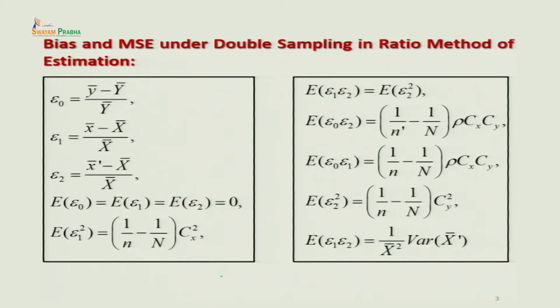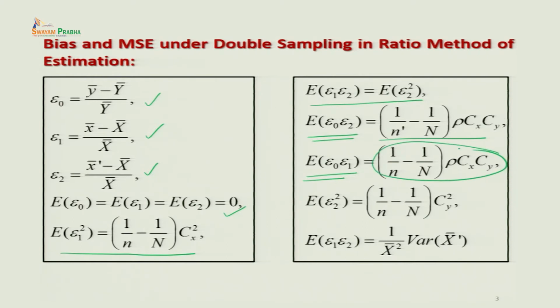So, after this we had defined epsilon 0, epsilon 1, epsilon 2 like this, and then we had found their means, which were coming out to be 0. Then the expected value of epsilon 1 square was like this, then the expected value of epsilon 1 epsilon 2 was the same as the expected value of epsilon 2 square. The expected value of epsilon 0 epsilon 2 was found like this, the expected value of epsilon 0 epsilon 1 is this, and the expected value of epsilon 2 square is this, and the expected value of epsilon 1 epsilon 2 here is like this one. So, this is what we have done in the last lecture.